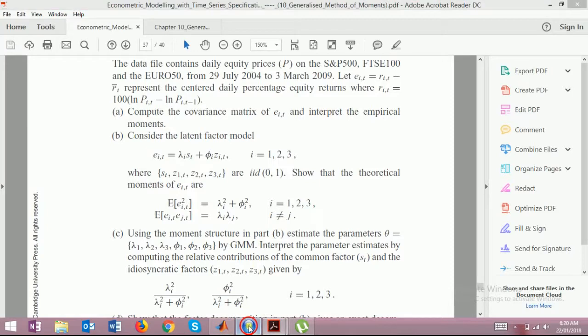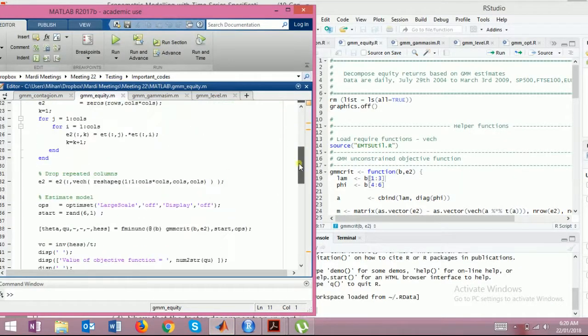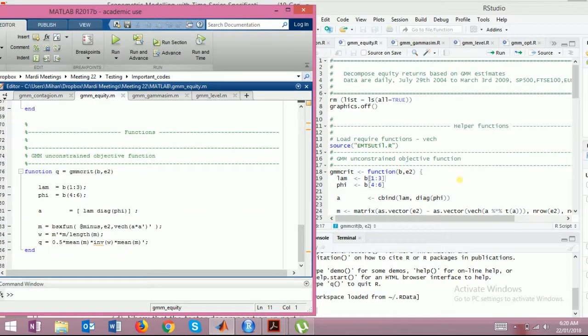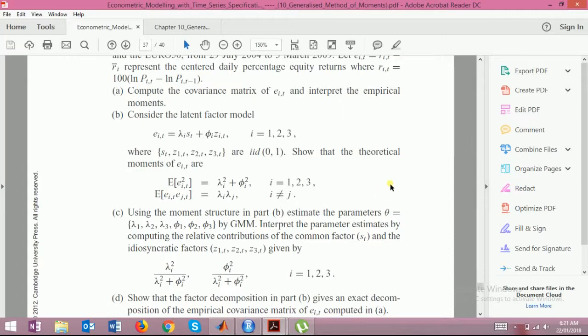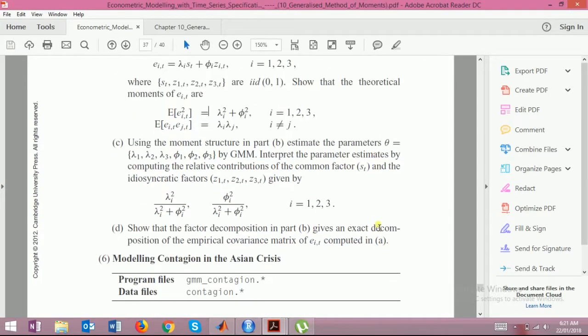Quite nice, right? So first we need to look into our problem. Do we have any local function? There's one local function. So we are creating a function, GMM discrete, with the parameters and the residual. There are 3 lambdas and 3 phis, right? Sorry, I was calling it gamma; it is lambda. So 3 lambdas and 3 phis. A, on the other hand, is the lambdas and the diagonal elements of the phis. So combined lambda and the diagonal phis should give me A, right?